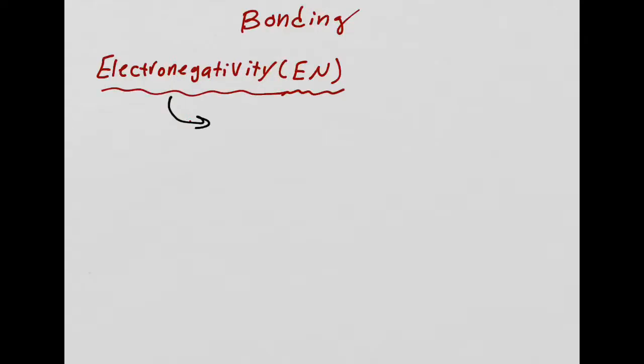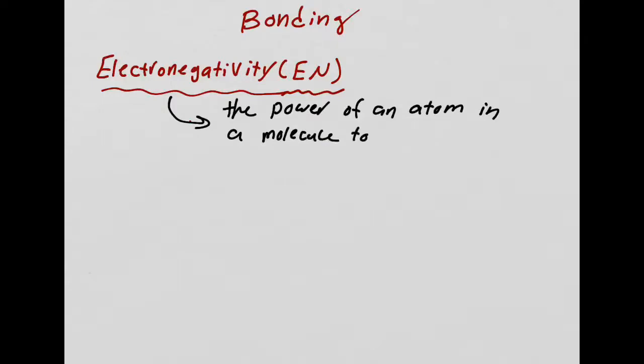Here's what it is. Electronegativity is the power of an atom in a molecule to attract electrons. Basically, it is how strong an atom is. You know how some people are stronger than others? That's exactly the same thing on a periodic table. Some atoms are stronger than others, and we call that electronegativity, the stronger atoms.